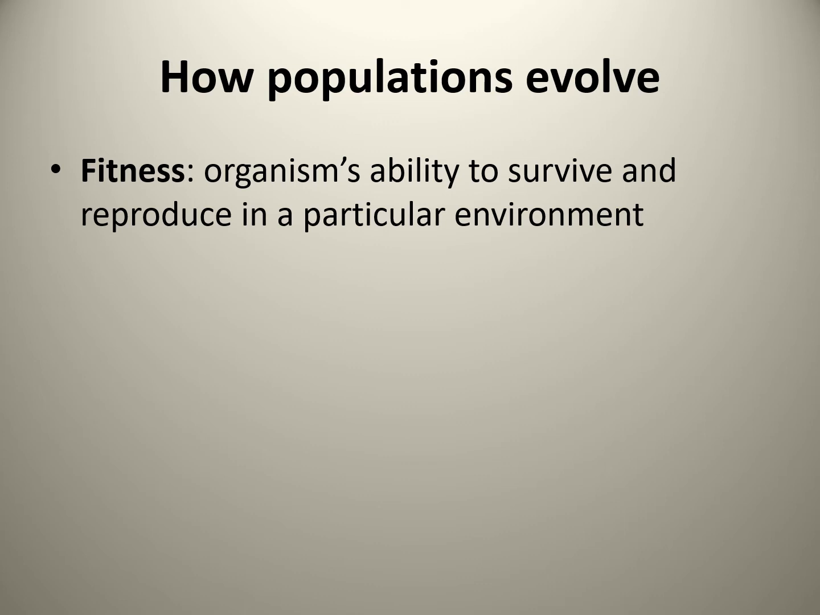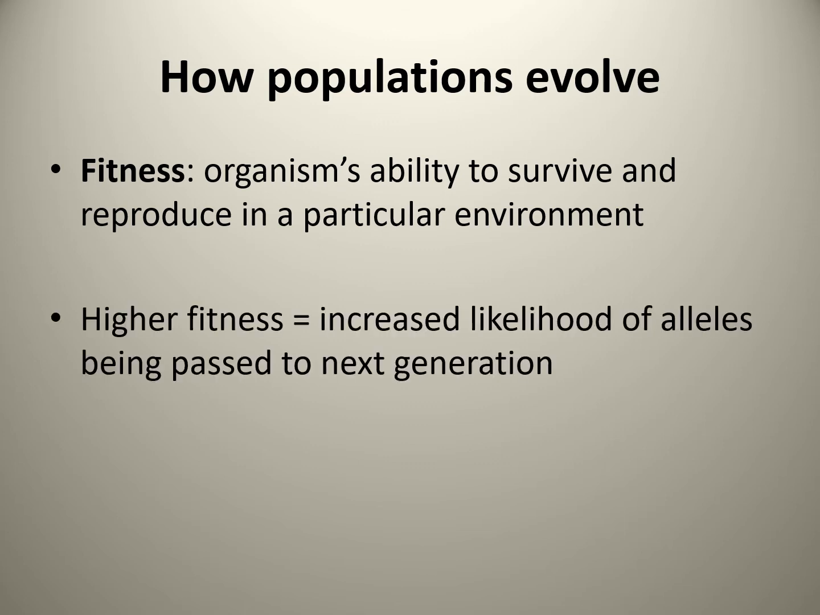When we're talking about evolution, one of the things you'll commonly hear is fitness. Fitness is an organism's ability to survive and reproduce in a particular environment. So you want high fitness, right? Higher fitness means an increased likelihood of alleles being passed down to the next generation. Organisms with higher fitness are the ones more likely to mate, or even if they don't mate, if they just reproduce asexually, they're the ones more likely to pass down their alleles to their offspring.